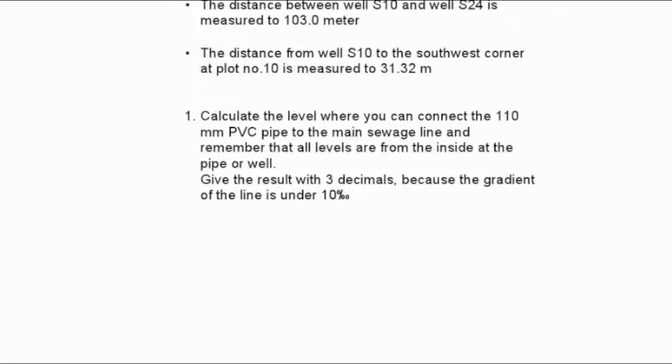We have now calculated the level where we can connect the 110mm PVC pipe to the main sewage line, and our level was 16.371, and we give the result with 3 decimals because the gradient of the line is under 10 promille. And that was the end of the videos.